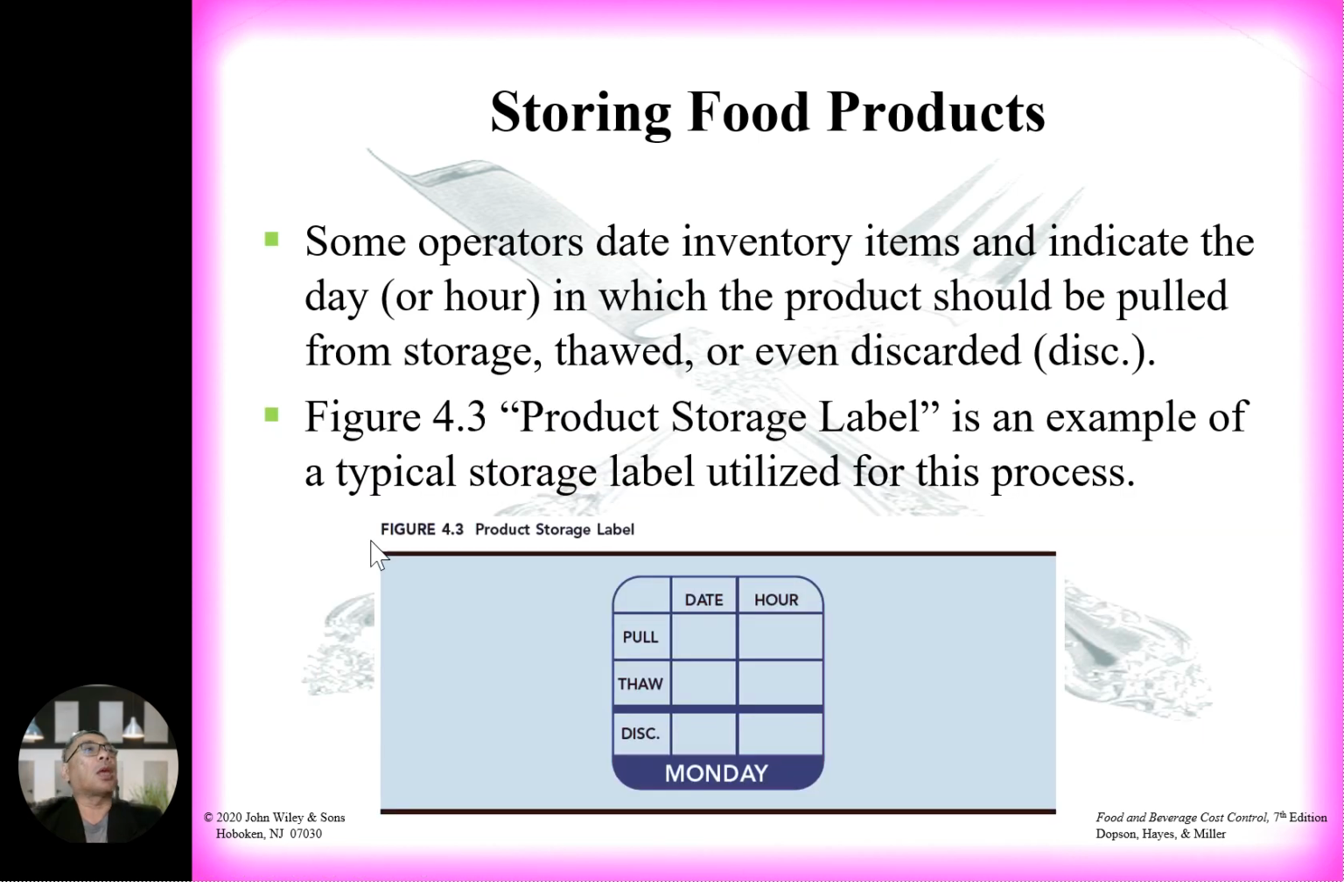Storing food products: some products are dated, and inventory items indicate the day and hour at which the product should be pulled from storage, or even discarded. If it is past its consuming date, it is stale, then you have to throw it out. Figure 4.3 is a typical example of a product storage label utilized for this process.